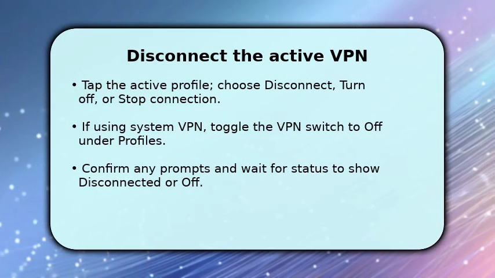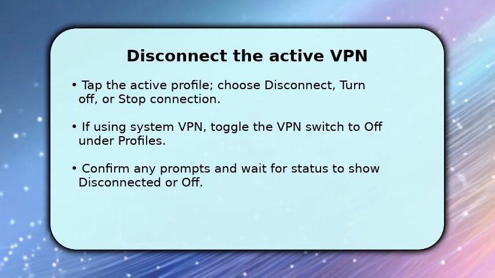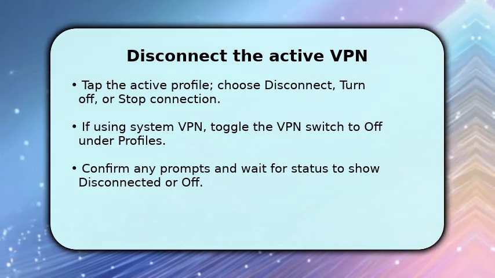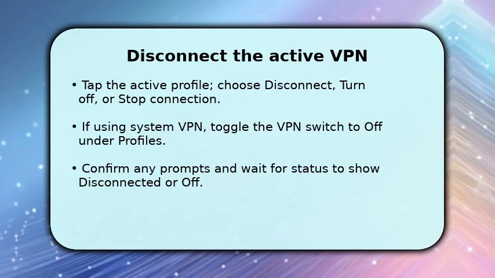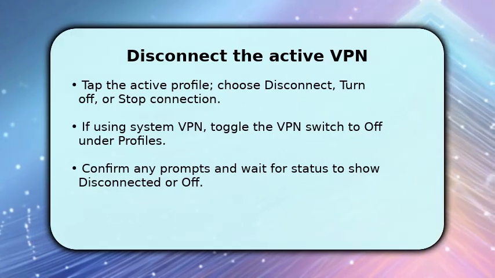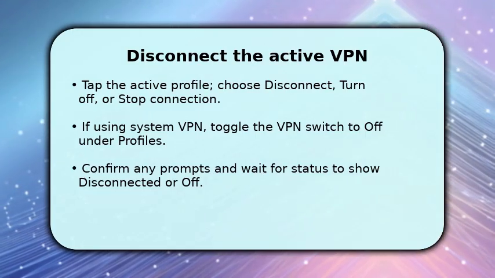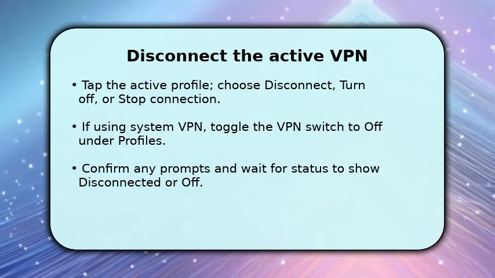You now disconnect the active Max VPN. Tap the profile labeled Connected and select Disconnect or Turn Off. Some apps show Stop Connection instead. If you're using the device's system VPN, toggle the VPN switch to Off under Profiles. Confirm any permission or confirmation prompts so the app can close the tunnel.